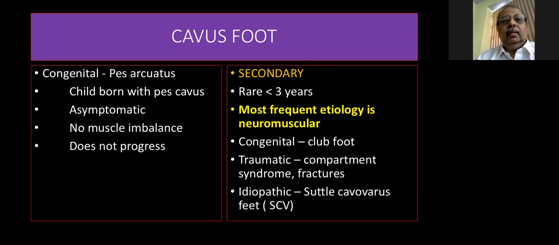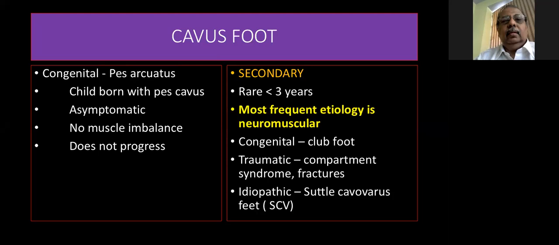It can be congenital, called pes arcuatus, the newborn child with a pes cavus. They are all asymptomatic, with no muscle imbalance, and they do not progress. But it is the secondary that is more common. I think in one of the DNB exams, they have asked regarding the causes of cavus deformity. That is a classification and causes. Secondary cavus is rare below 3 years of age. The most frequent etiology is neuromuscular. In more than 50 to 60% of cases, it is due to neuromuscular problems.